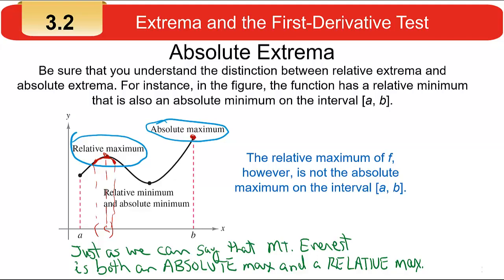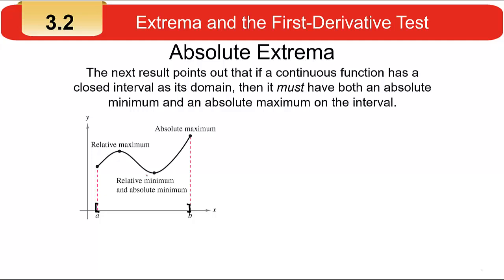But look at the minimum. The relative minimum is also the absolute minimum. If you look around this point, call it C, in that neighborhood, there is no point any lower than there. So that is the definition of a relative minimum. But it is also the absolute lowest point on the curve. There is no y value any lower on that curve than the y value at that point. So that point is both a relative minimum and an absolute minimum.